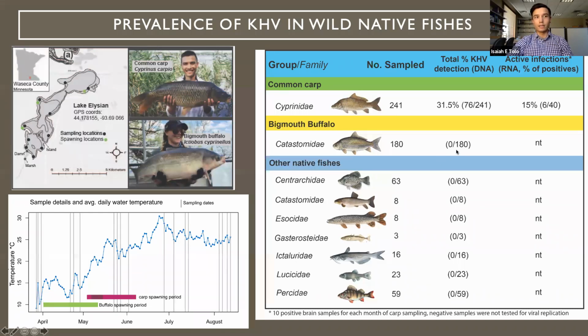But we didn't detect KHV DNA in any of the native fishes, including buffalo, which means that even though there was opportunity for transmission, none happened, which is a pretty good indication that transmission is not happening in these wild systems.